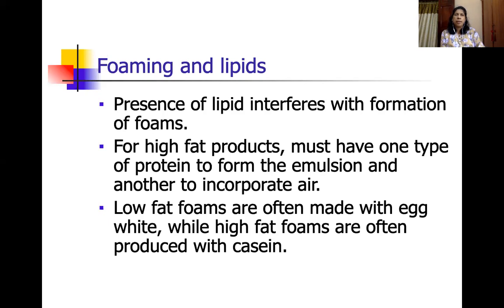That means if you are going to make a foam with low fat, you need one type of protein, and if you are going to work with high fat foams, you need a different type of protein. In this situation, egg white is not suitable as an emulsifier for high fat foams, but in the other case, casein is not suitable for a low fat one, right?